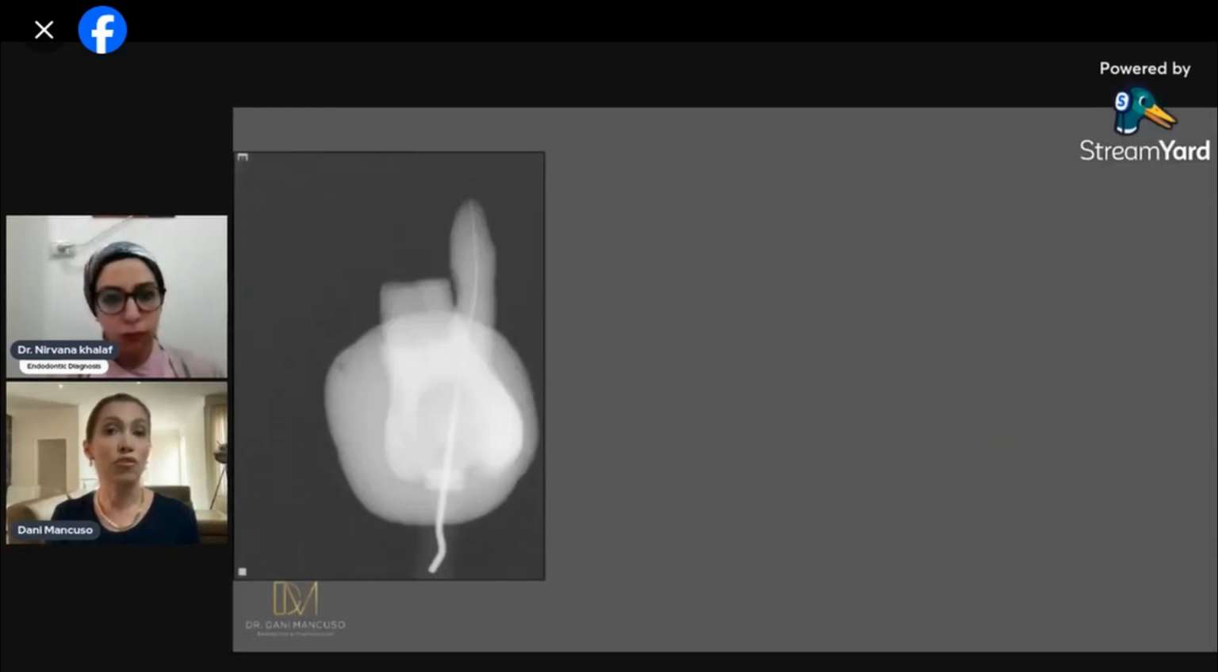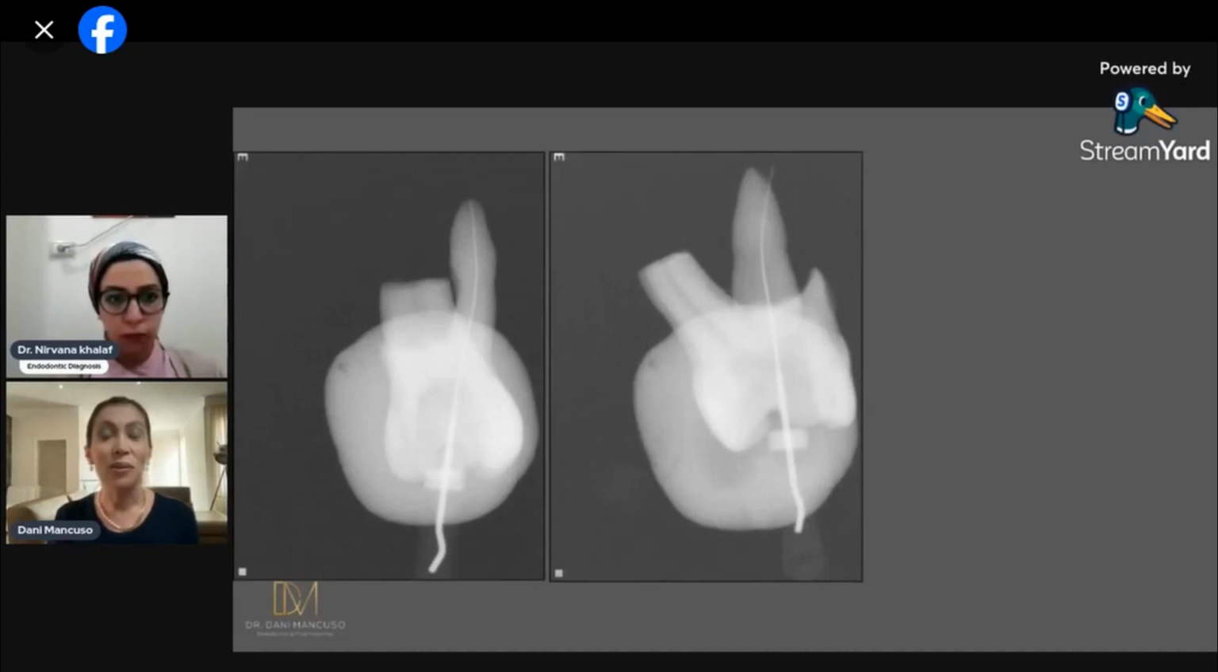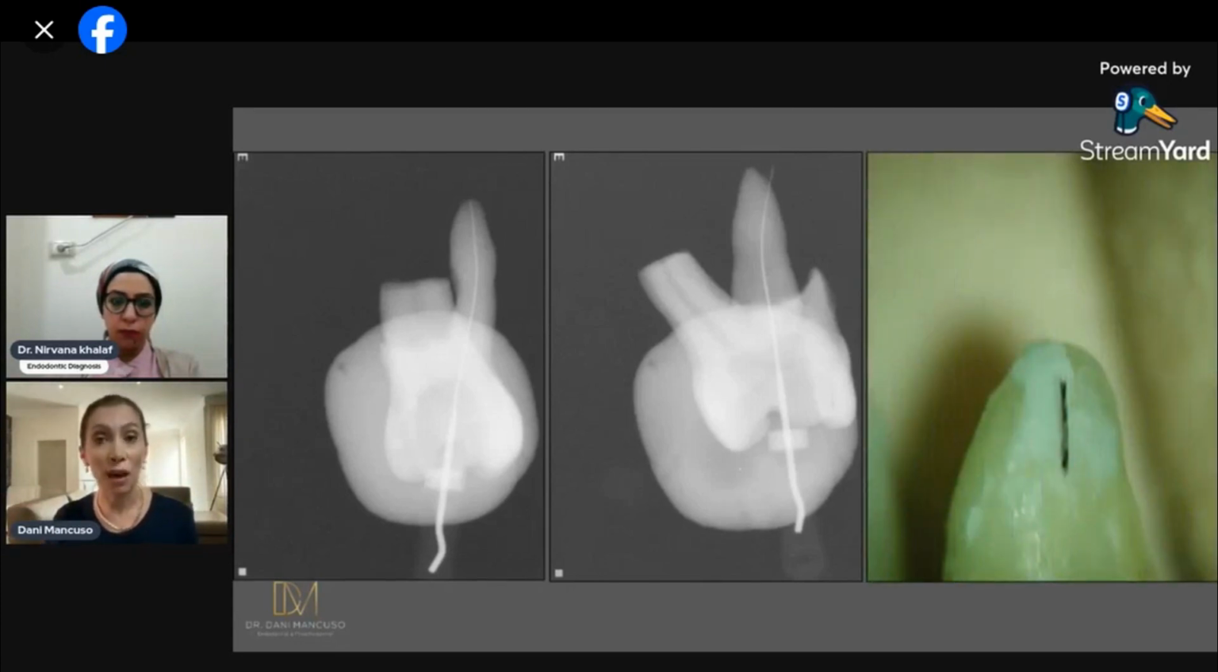So for example, in an extracted tooth, you think that the file is at the apex of the root, at the working length that you want. But in reality, you don't have the same thing. The canal apex is not the root apex. And that's why in this X-ray, you can see the file going out of the canal.